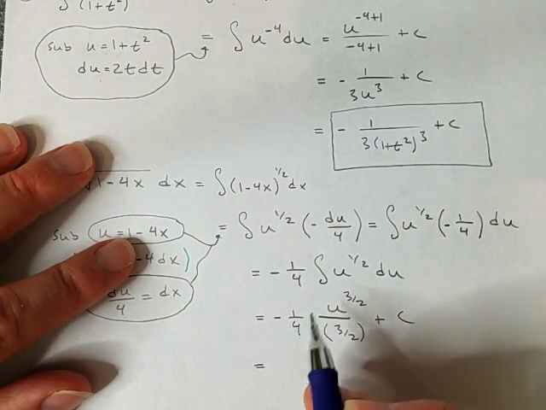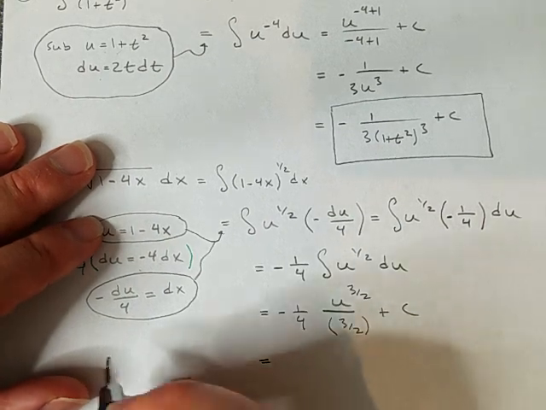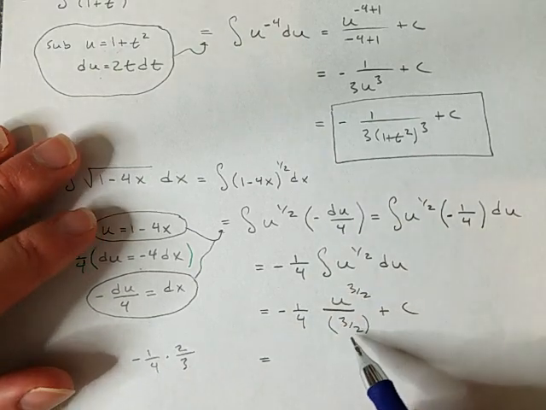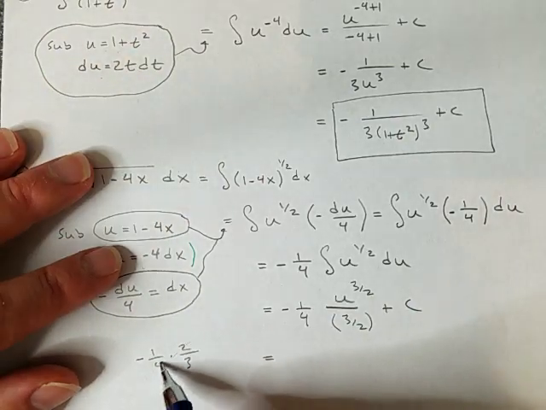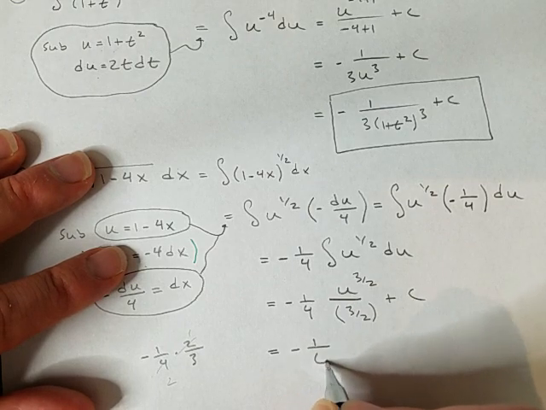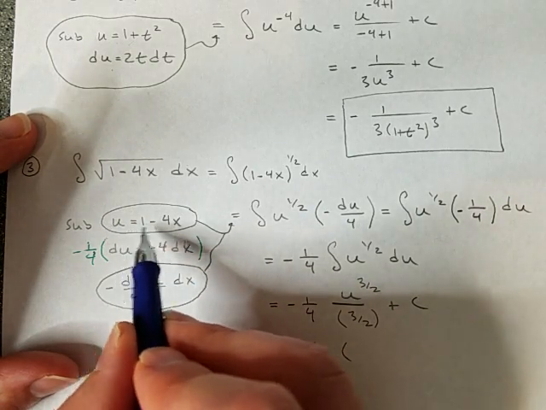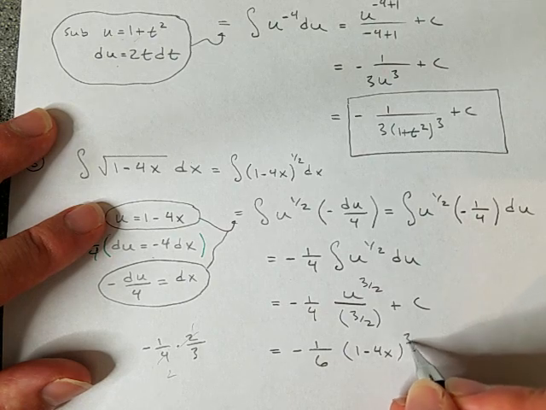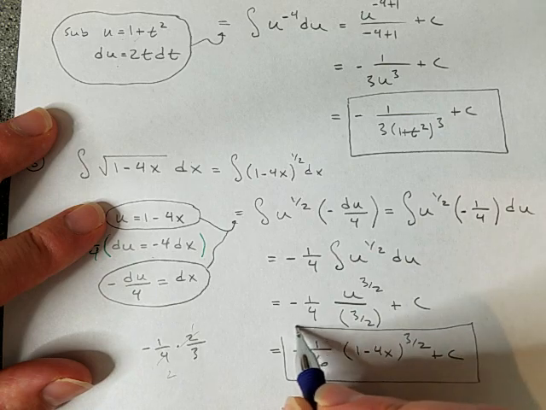All right, final answer. Well, let's reduce the numbers. This is negative 1/4 times 2/3. That's what that looks like. When I divide by 3/2, that's the same as multiplying by 2/3. And so that will be, through some canceling, 1/6. So I get negative 1/6. And then what's u? Well, originally our substitution said u is the same thing as 1 minus 4x. So we'll get negative 1/6 times 1 minus 4x to the 3/2 power plus c. And there it is.